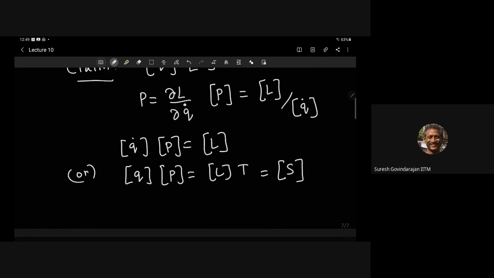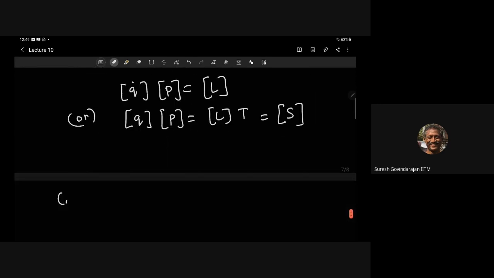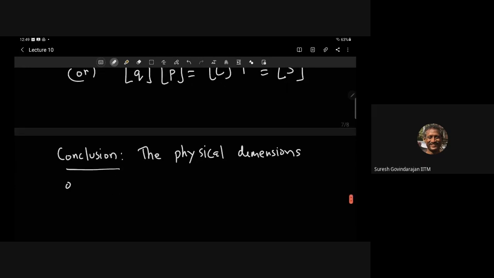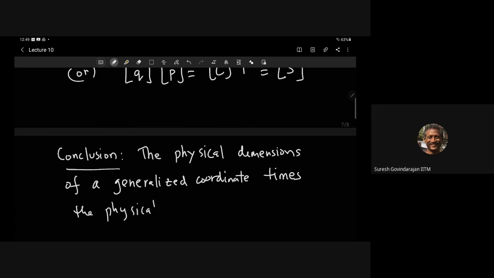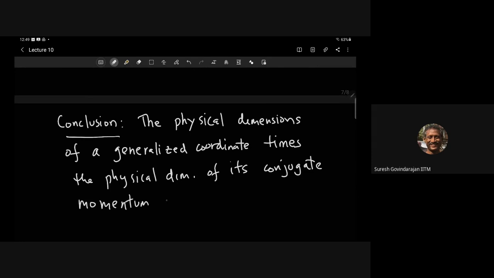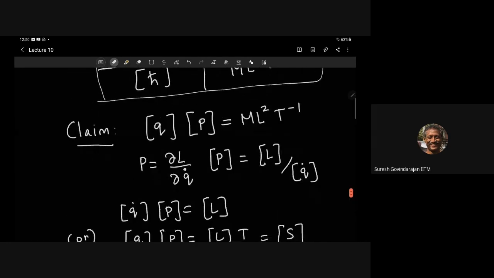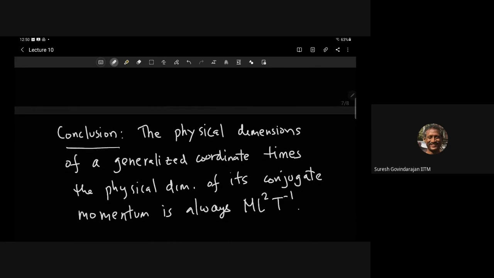Okay, so what we see, the conclusion, is that the physical dimensions of a generalized coordinate times the physical dimensions of its conjugate momentum is always m, whatever that thing is, right? What is it? m l square t minus 1. Okay, is this point clear?